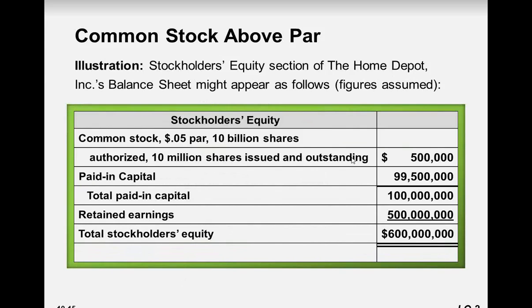If their retained earnings were $500 million, then their total stockholders' equity in this case would have been $600 million.